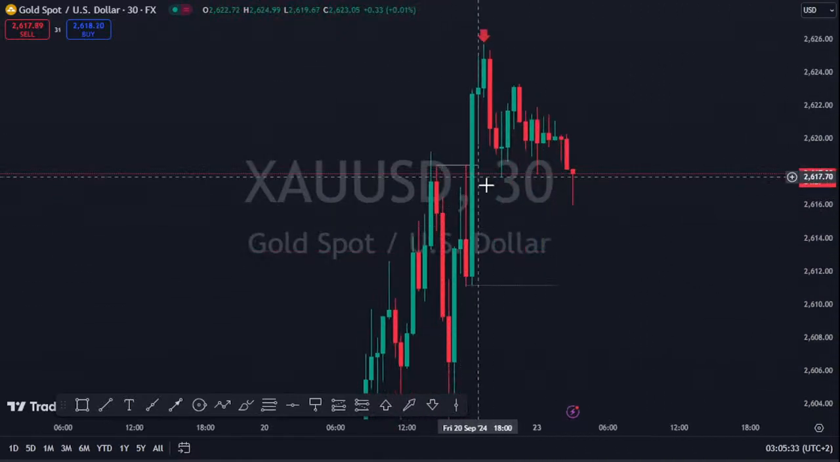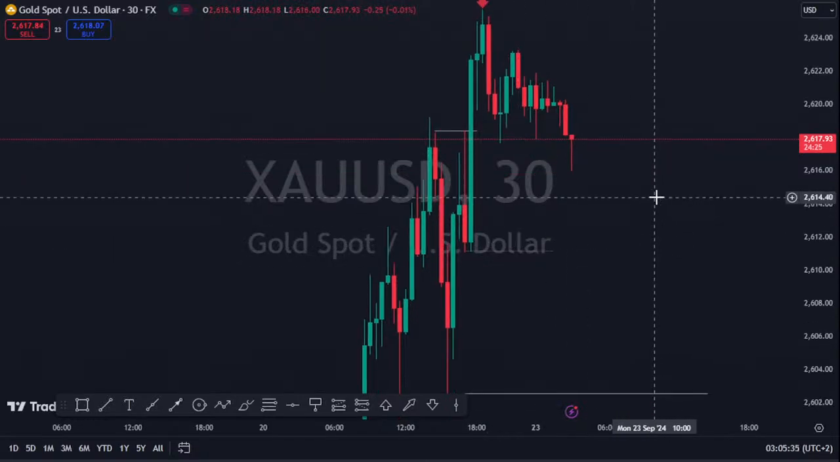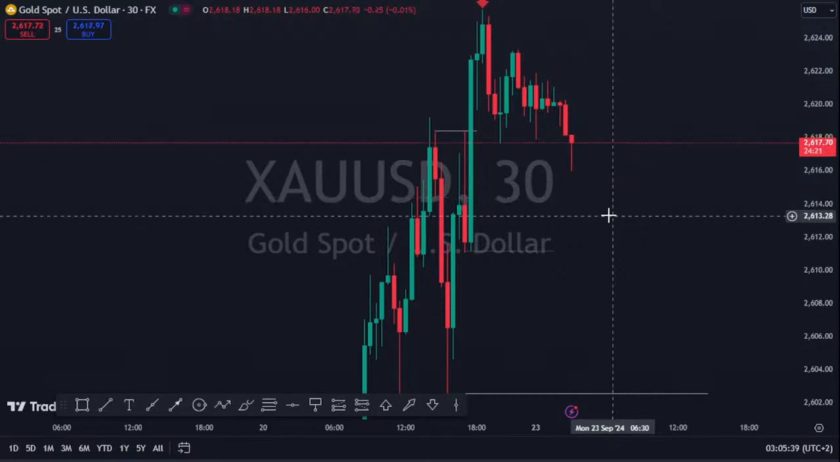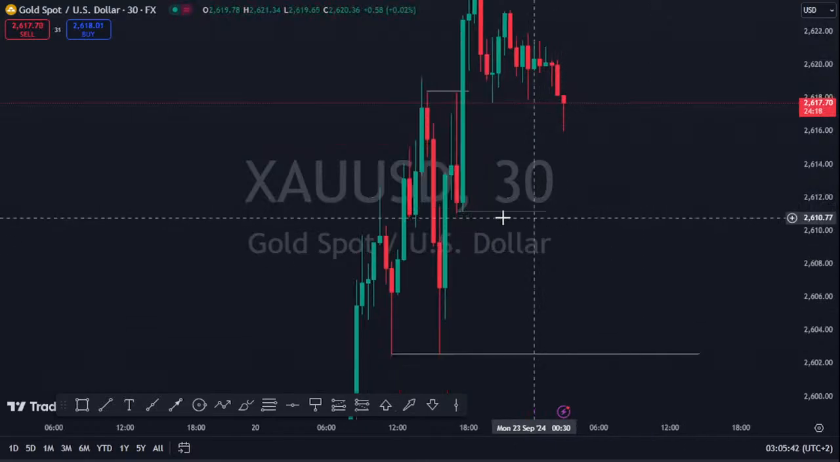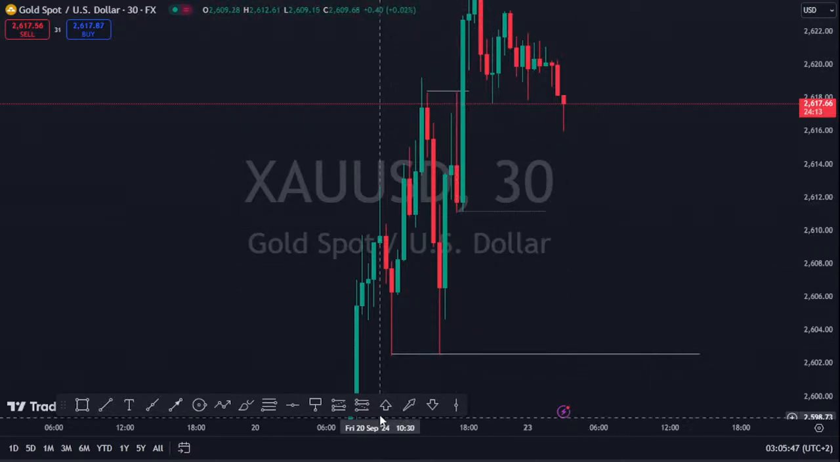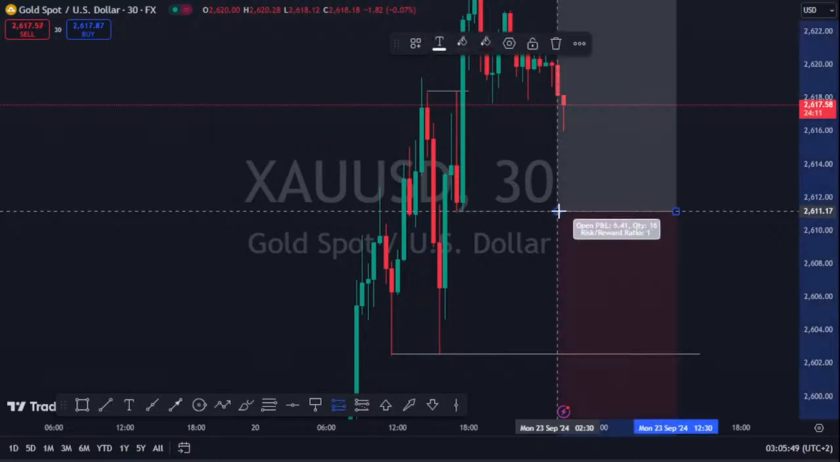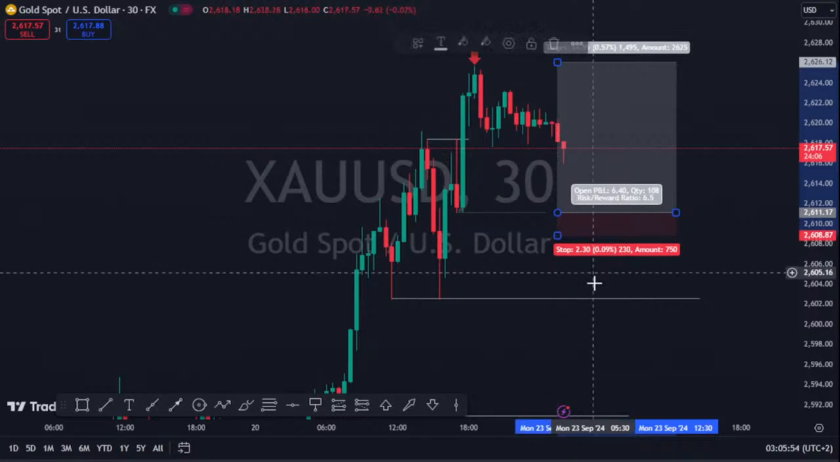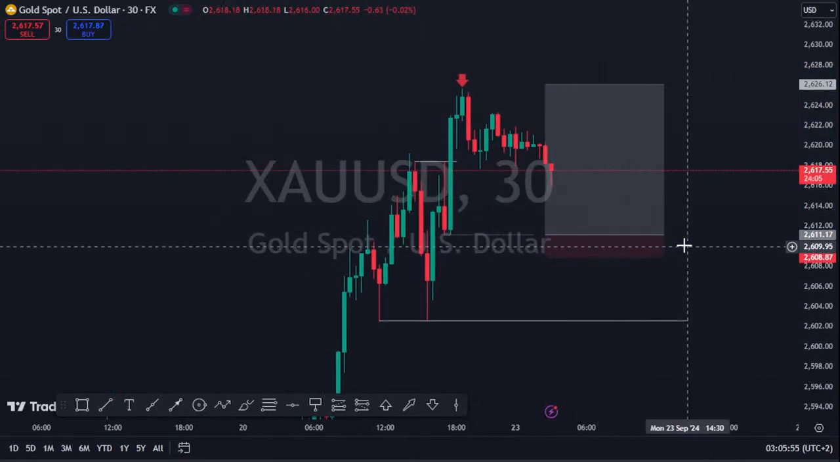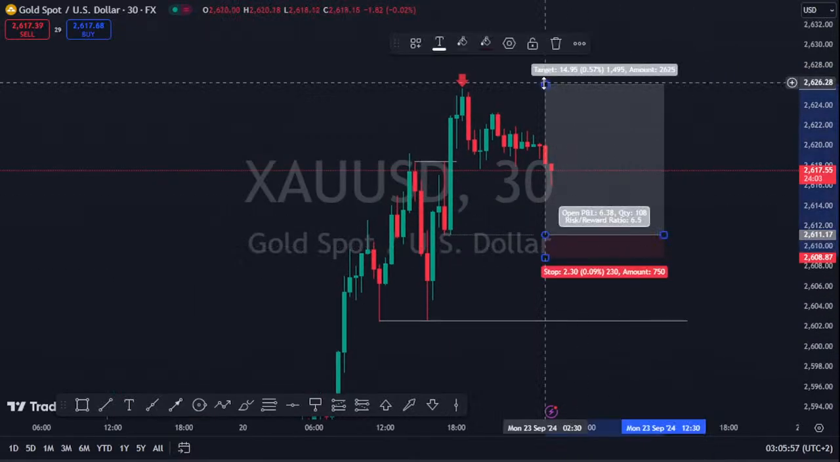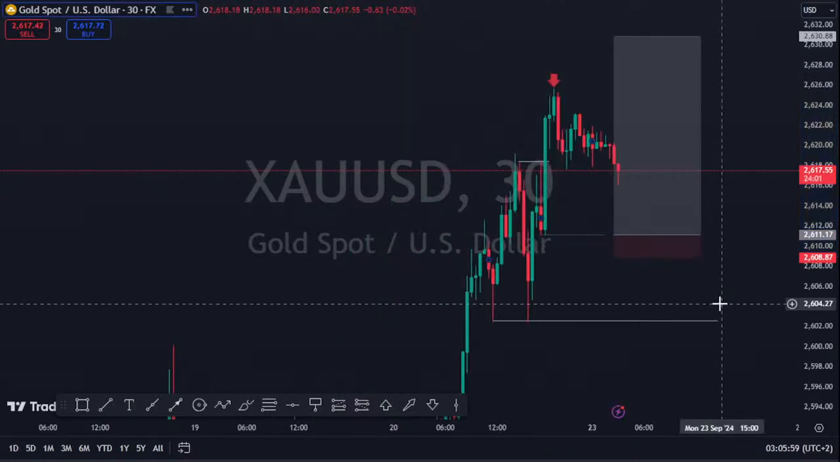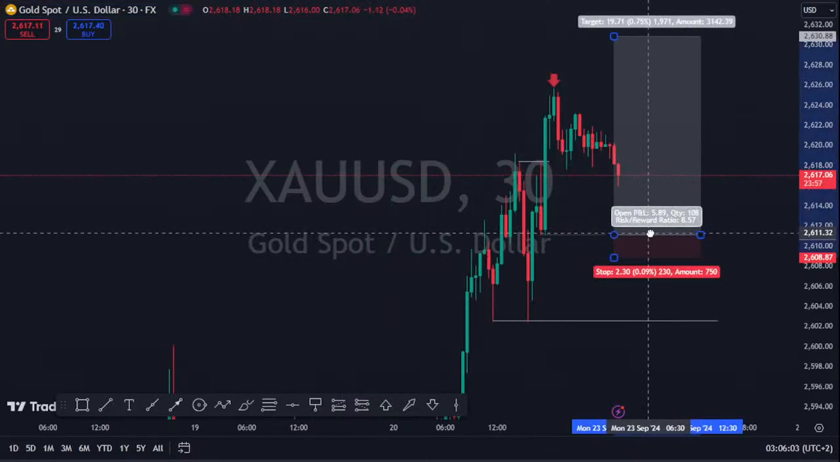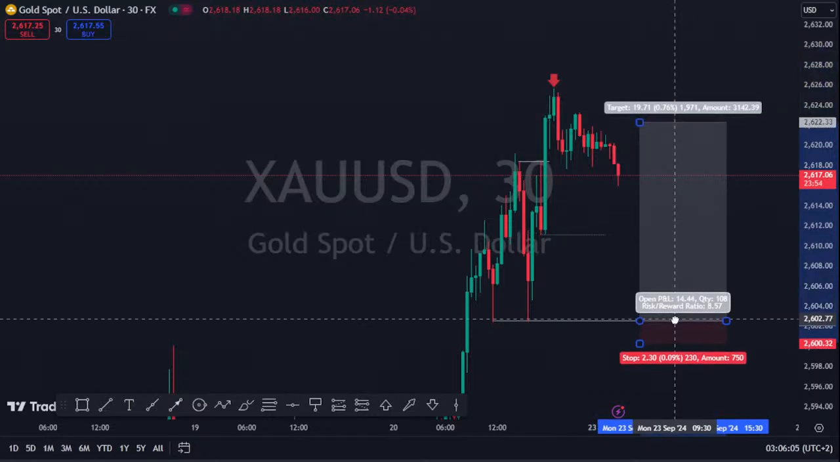So because of this, if it does respect this part, then we will be looking at continuation buys right below this area. If it does give us any rejections, we may be looking at buying from that area to the upside, or if it breaks below without any rejections, then we may be looking at buying from this point.